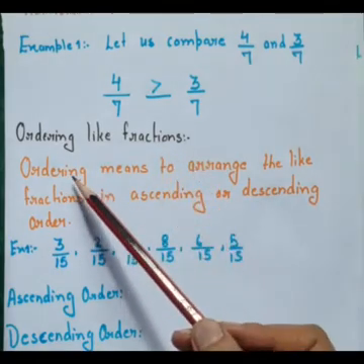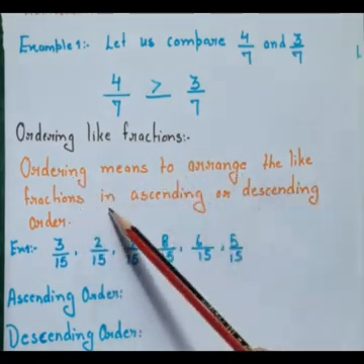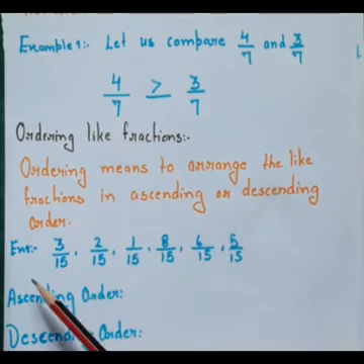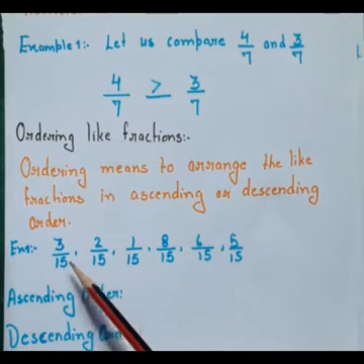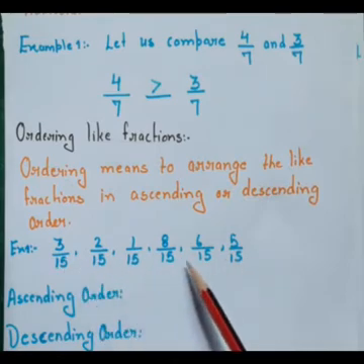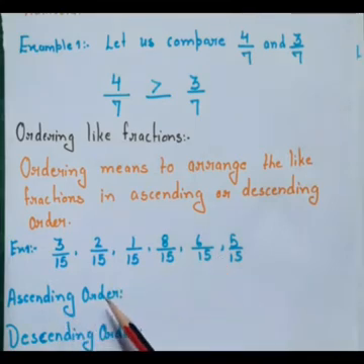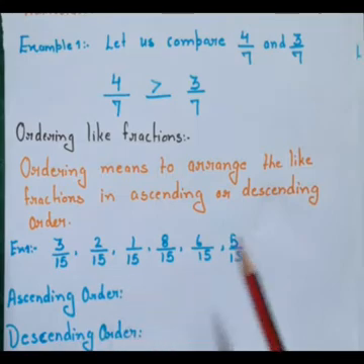Next we are having ordering like fractions. Now what does ordering mean? Ordering means to arrange the like fractions in ascending or in descending order. Okay, so we are having one example over here. I have taken some fractions over here. All of them are like fractions as they all have the same denominator. Now first you have to arrange them in ascending order. Ascending means smaller to bigger.